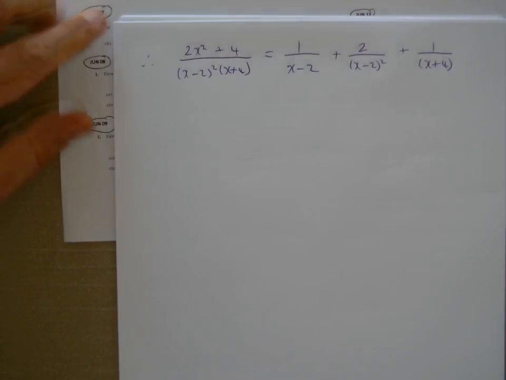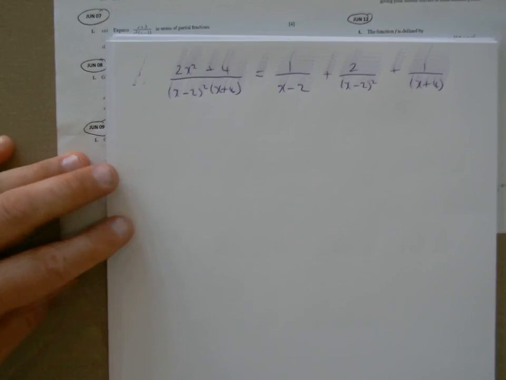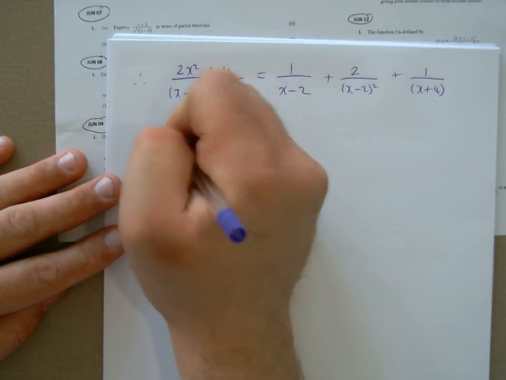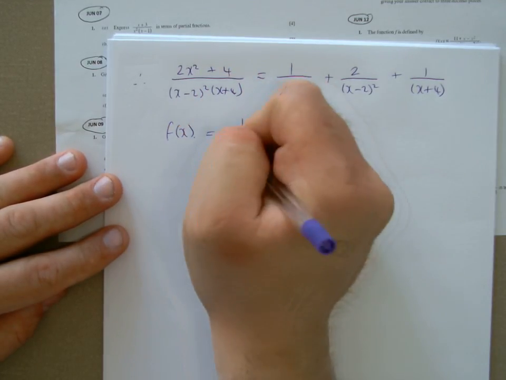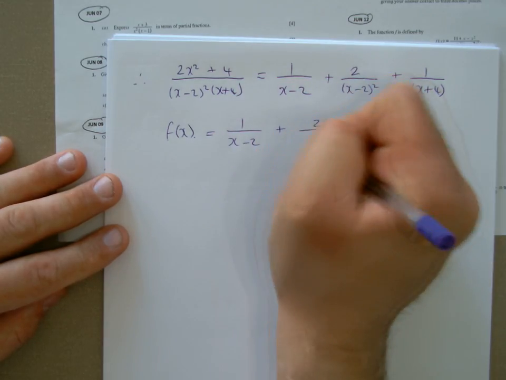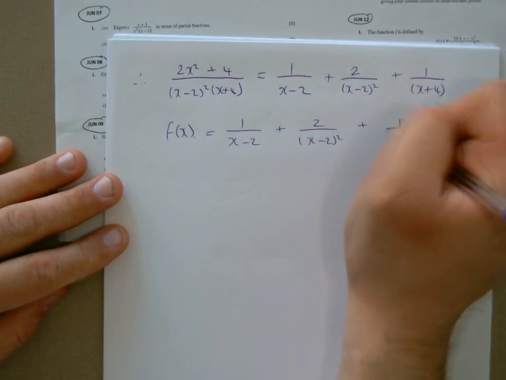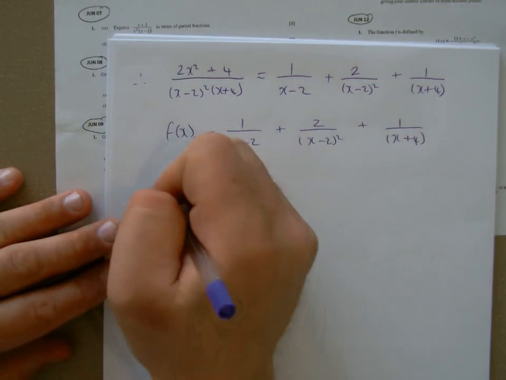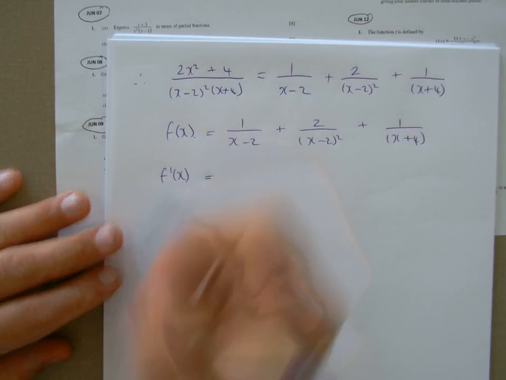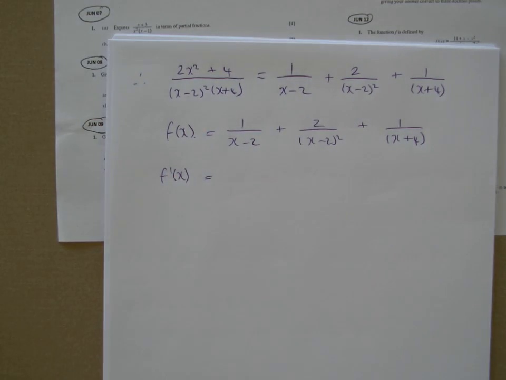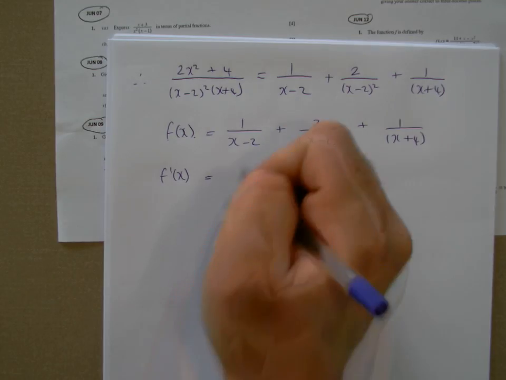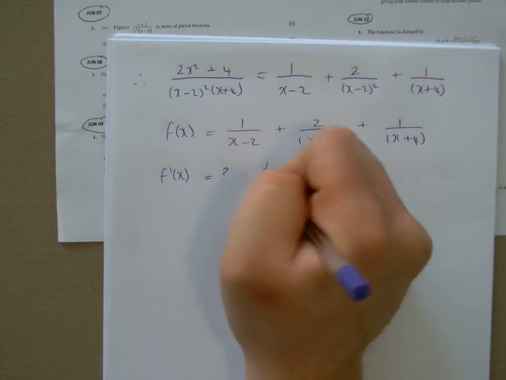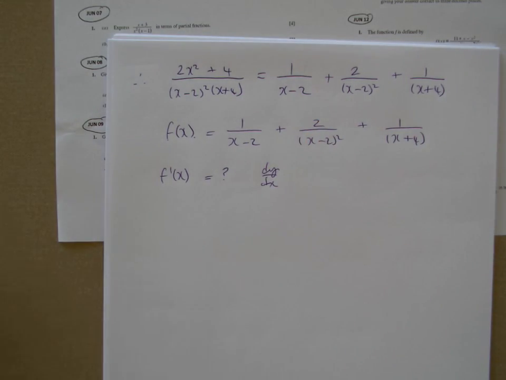Part B then, it says find the value of f dash of 0. Now remember, this is f of x, so we can write f of x as what we've got here. Now they want f dash of 0, so f dash of 0 means we need to find f dash of x. That means the derivative. We need to differentiate. We want to find dy dx. That's what it means by f dash of x, so there's a different way of writing dy dx.